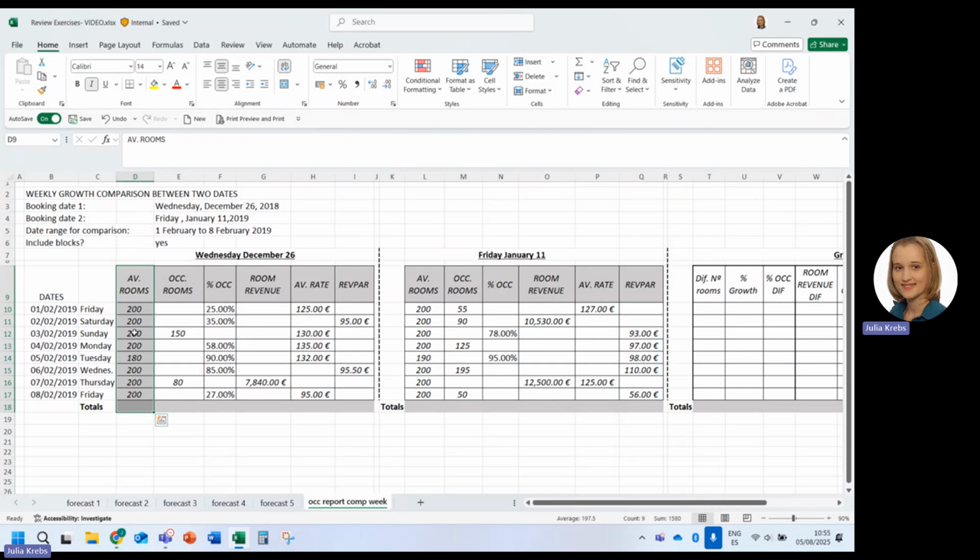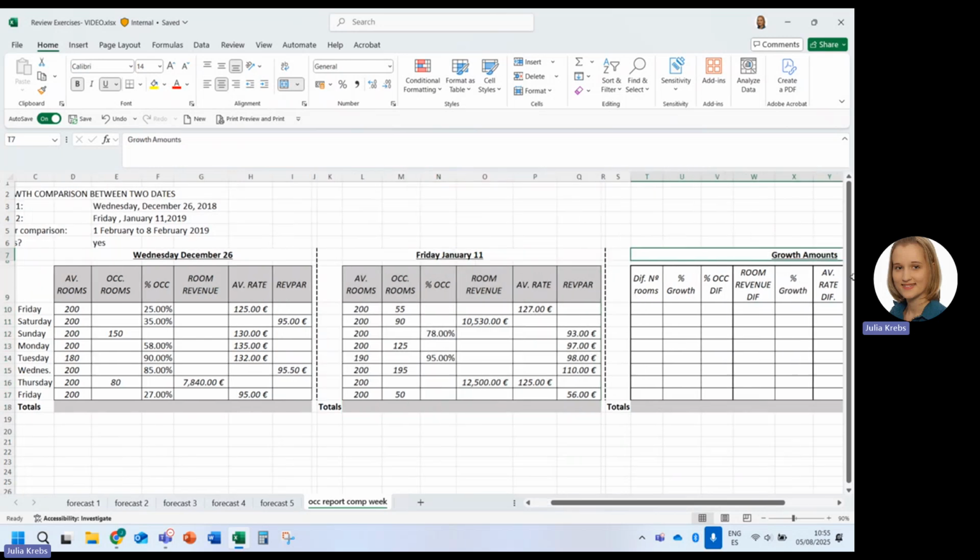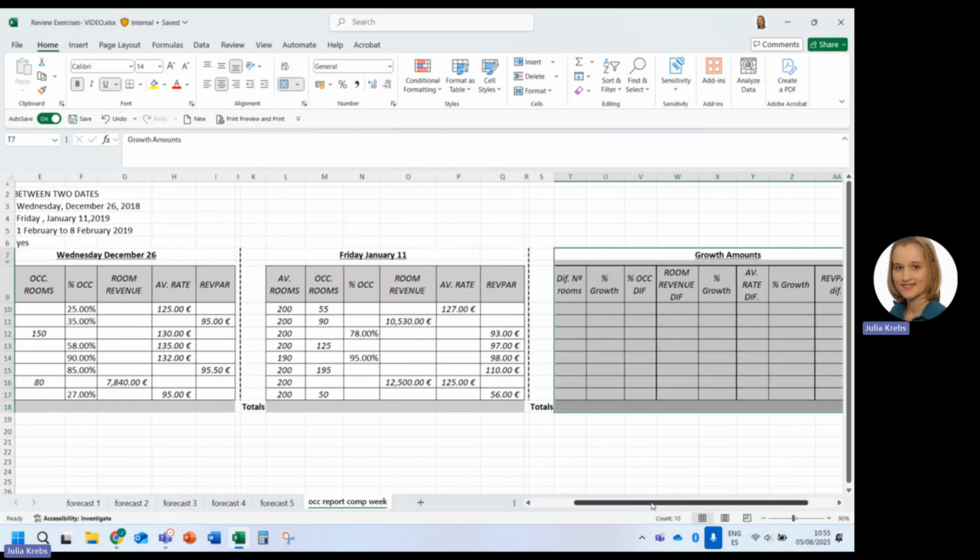We see that not always all rooms are available, and on some dates here we have fewer rooms available for out of order reasons. And it's the same the second time we're retrieving the report. So this is the first set of data. The second set of data, we're now going to complete the gaps, and then we're going to do the growth comparison at the end.